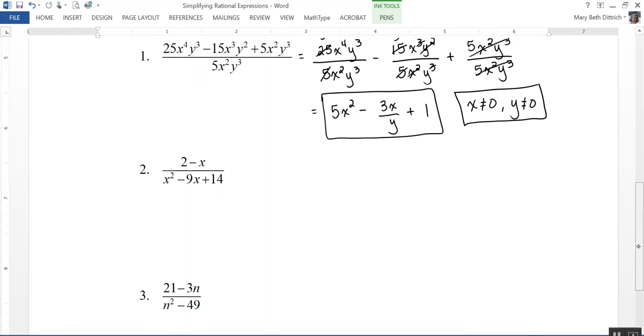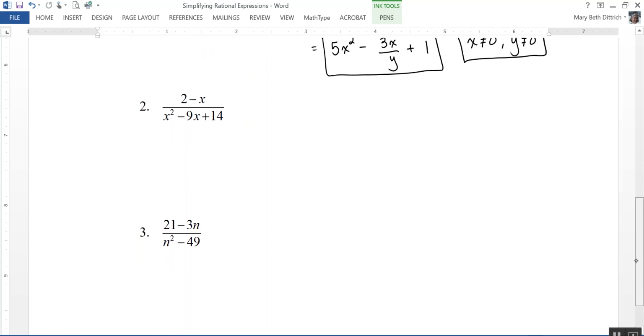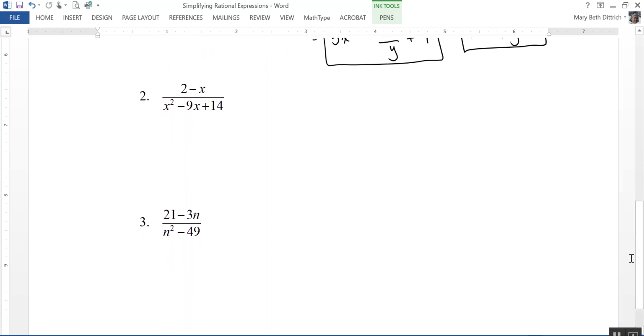Second example, 2 minus x divided by x squared minus 9x plus 14. So I really don't like the look of 2 minus x. I usually prefer to see something that looks like x minus 2. So I'm going to do a little work over on the side here. So 2 minus x is actually equal to negative x plus 2. And I don't usually like having a negative out front, so if I were to factor out a negative 1, that's going to be equal to negative 1 times x minus 2. And I think I'm going to write it that way as I write it here. So negative 1 times x minus 2.